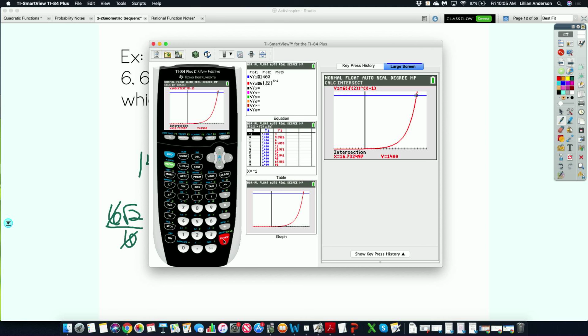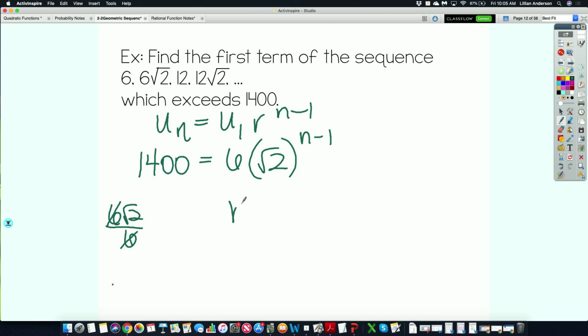So, N is 16.73, blah, blah, blah. But N represents a term. So, is it 16 or 17? If you're ever unsure, plug in 16, plug in 17, see which one actually exceeds it, and the answer is 17.